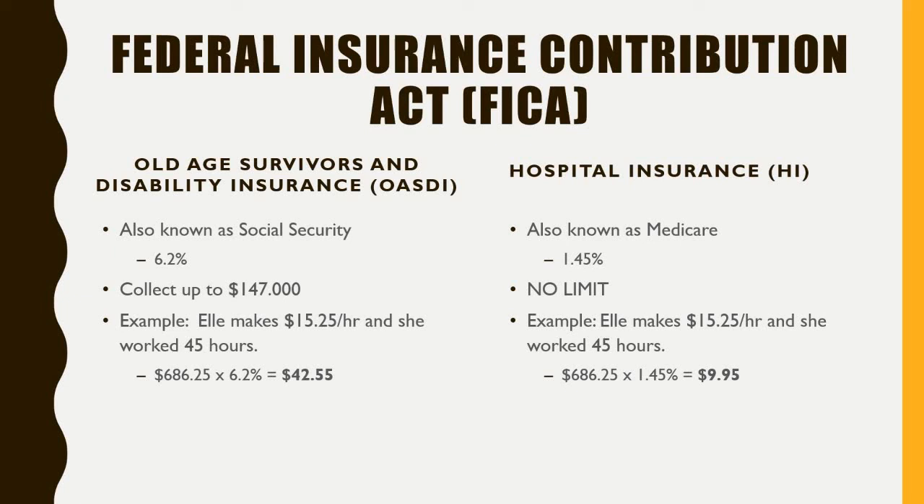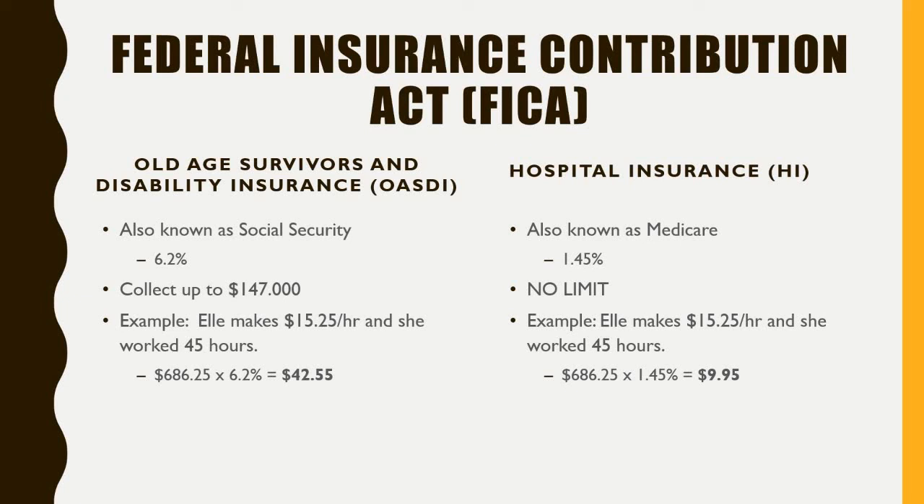So for the example, right, we had L earning $15.25 per hour and worked 45 hours. So in this case, she earned a total of $686.25. So we're going to take 6.2% of that, which is going to give us a total of $42.55.